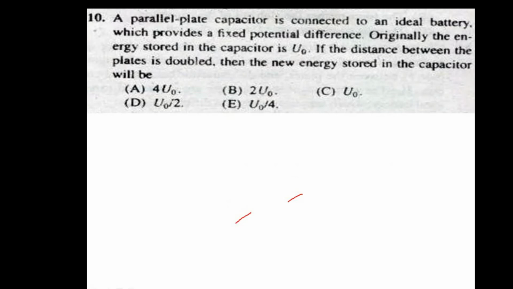Next is question number 10. A parallel plate capacitor is connected to an ideal battery which provides a fixed potential difference. Originally, the energy stored in the capacitor is U0. If the distance between the plates is doubled, then the new energy stored in the capacitor will be: 4 times the original energy, 2 times the original energy, equal to the original energy, or U0 by 2, or U0 by 4.